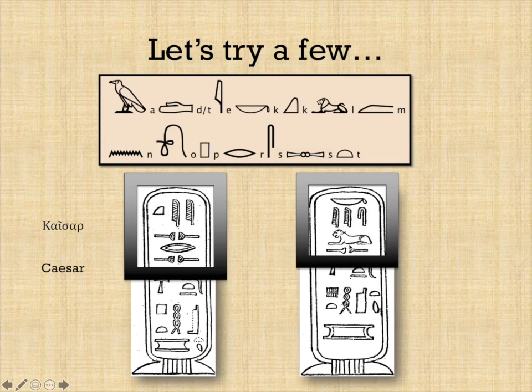Well, this is a bit of a trick I'm playing on you, because these are both the same. This is Caesar, this is Caesar. It's just sometimes these symbols represent different sounds, which of course makes it a little more difficult to read Egyptian, but that's the way it is. Now, these two are the same thing. Both of them recognize the name of Julius Caesar.